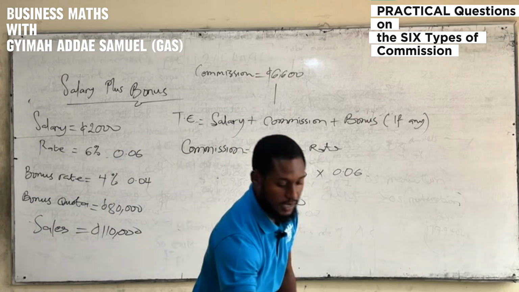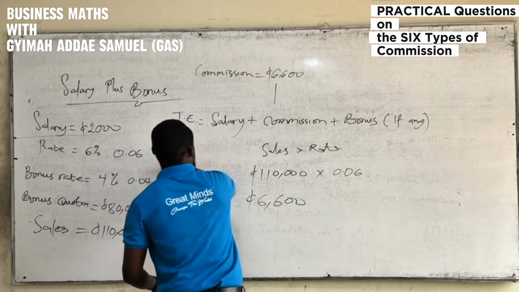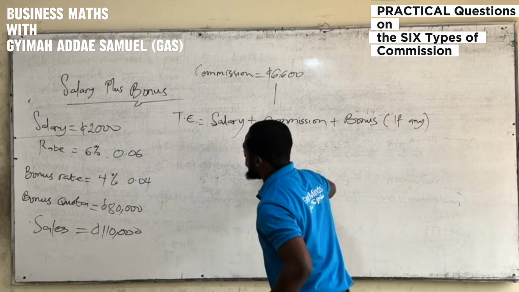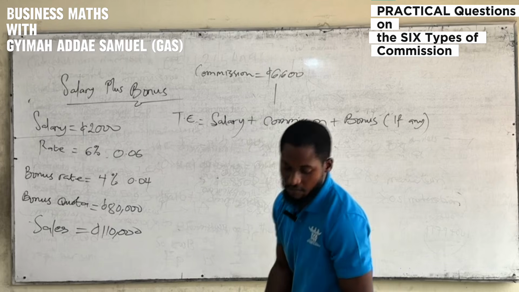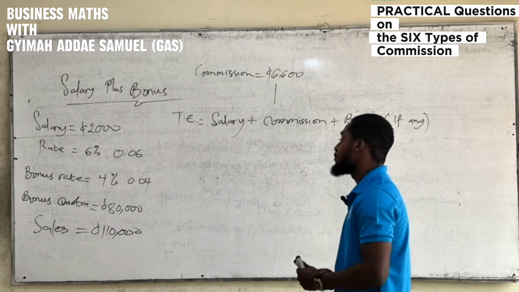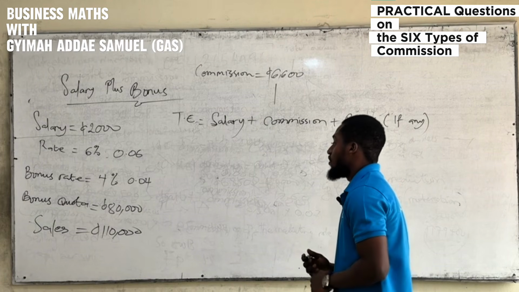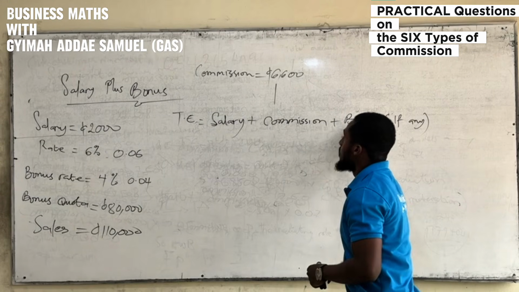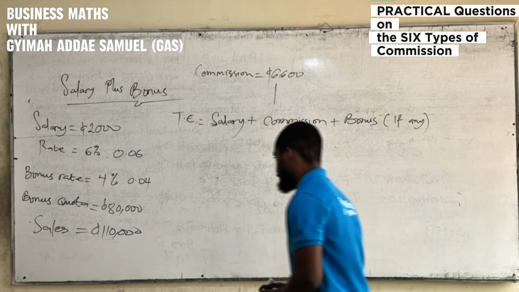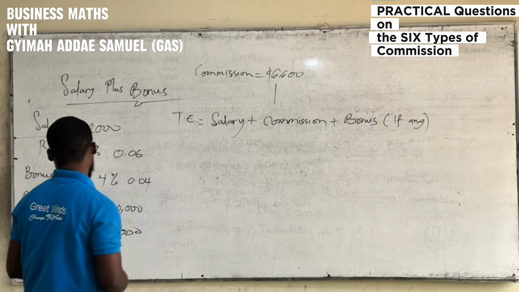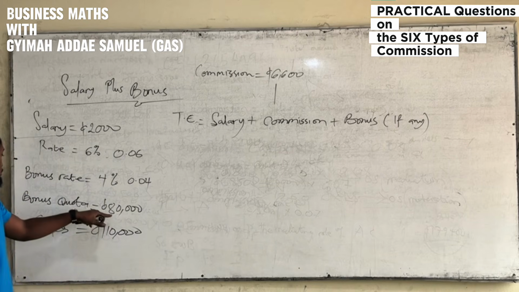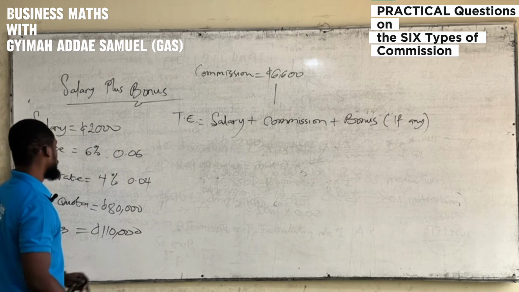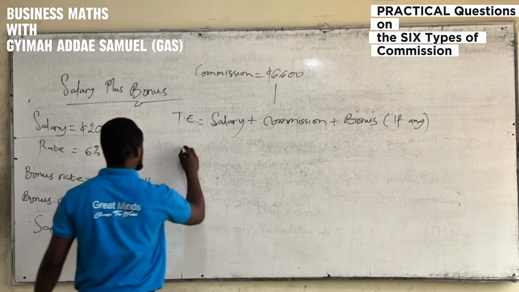And let's go ahead to find our bonus amount. Because in this question, a bonus quota was given, a rate for bonus was given, but the actual amount wasn't given. So you would have to find the amount of bonus that you would have to compute in your final answer. In calculating the bonus amount, we have a bonus quota here. So you'd have to subtract this bonus quota from the sales. Then you multiply it by your bonus rate.